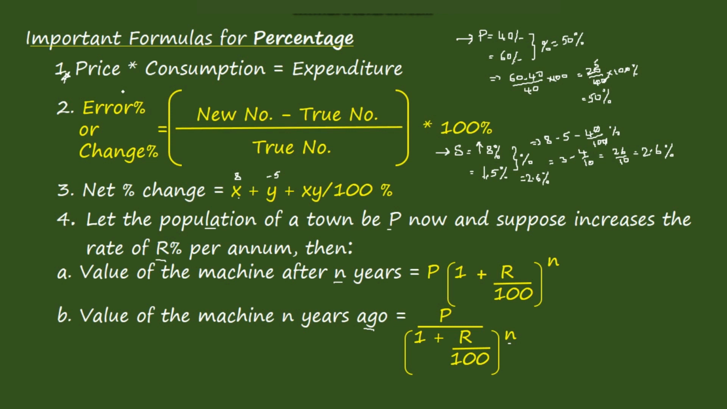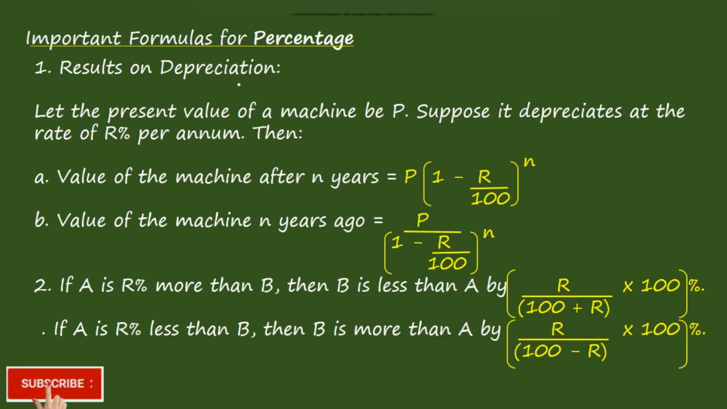Okay, we'll be seeing a few more formulas of percentage again. Okay, come to important formulas for percentage. Okay, the first one is the result on depreciation. What is meant by depreciation is the decrease in value with respect to time. Now if you consider that there is a machine whose capacity is P. Okay, now suppose it has been decreased in capacity at the rate of R% per annum.